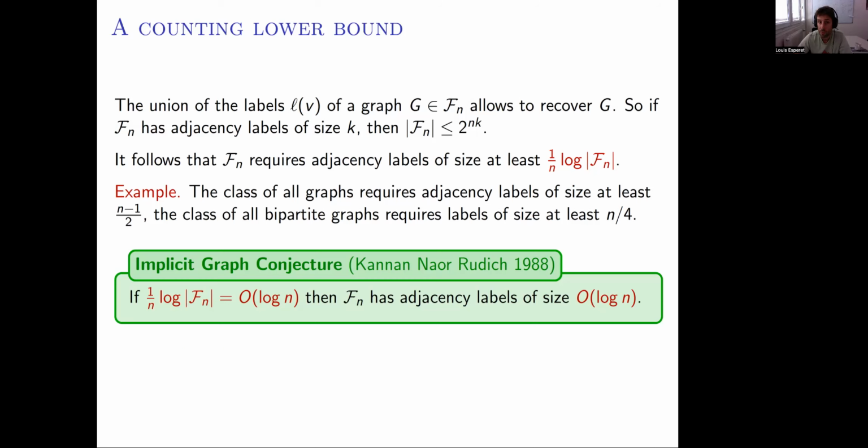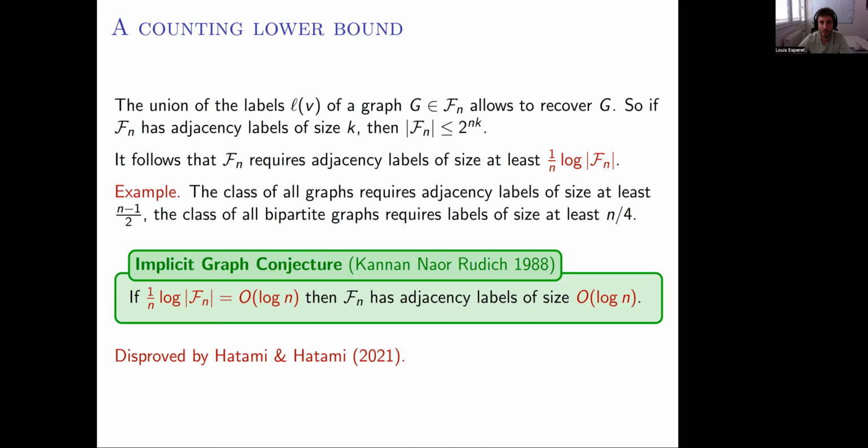And this was disproved very recently by Hatami and Hatami. And the counterexample is non-explicit. It's just an existential proof. But it's a breakthrough, really. All right, this was about adjacency labels.